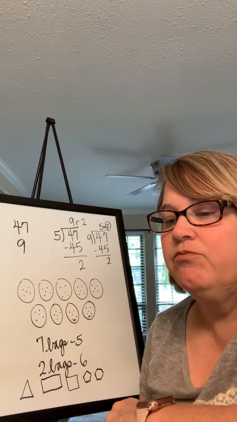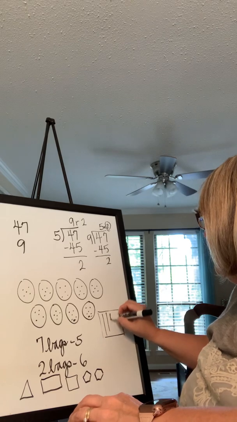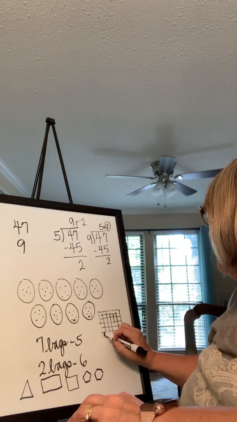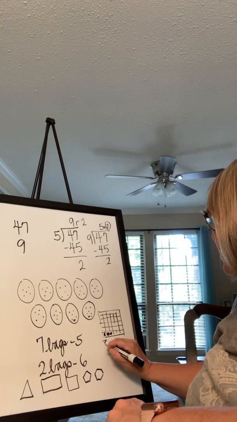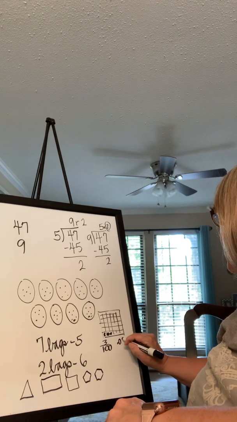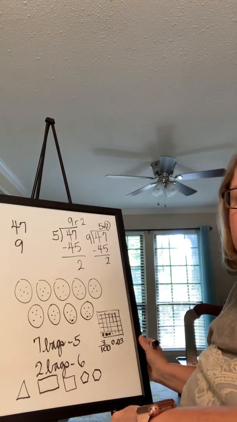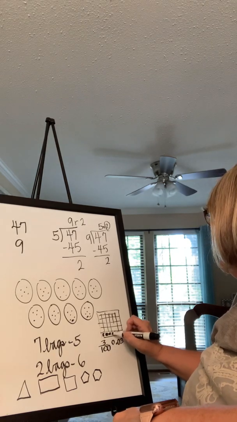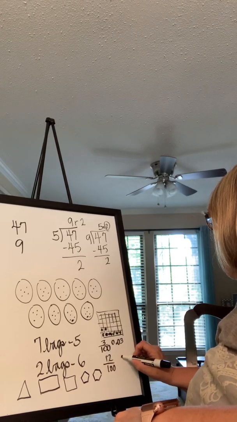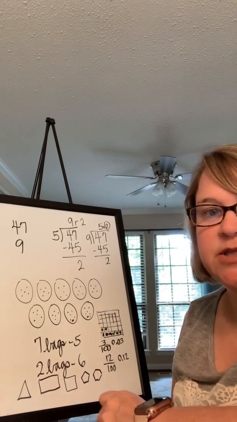Also, decimals to the 100th. So let's say you have a grid and it's got 10 rows this way and 10 rows this way. If, let's say, 3 of those are colored in, it would be 3 100ths, or decimal 0.03. Let's say there's a whole row colored plus 2, that'd be 12 100ths, or 0.12.